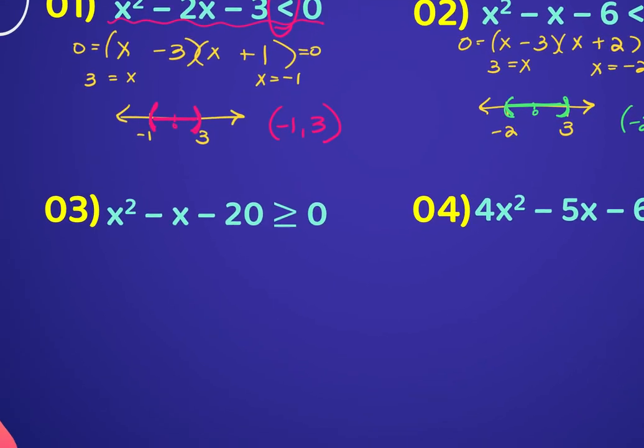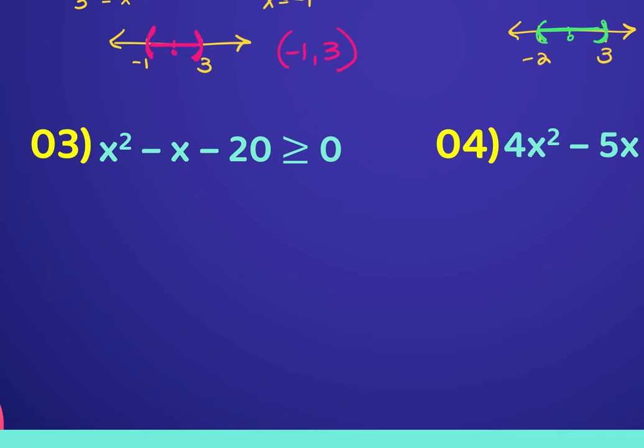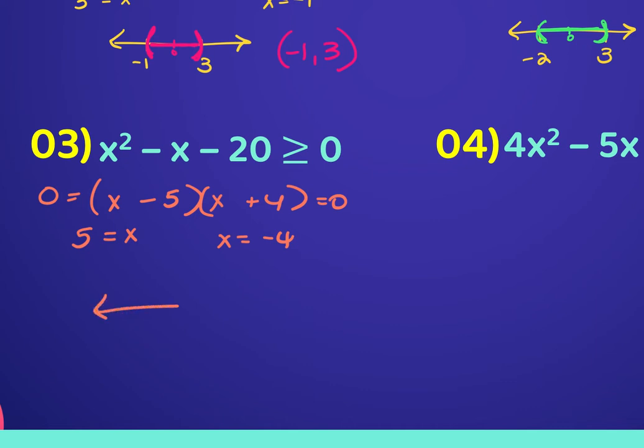All right. Go to 3. Again, the 0's already there. So I factor. Factors of -20 that sum to -1. -5, +4, split and solve. X is 5. X is -4. Go to my number line. -4, +5. God bless you.